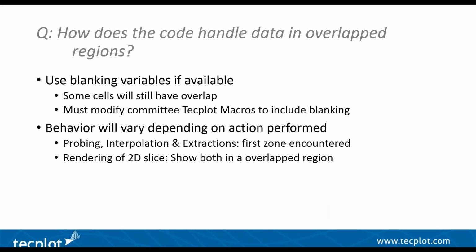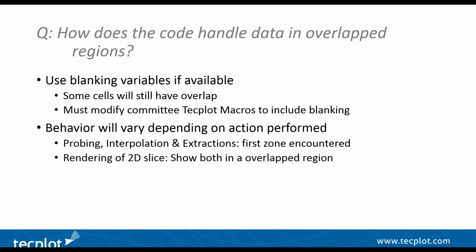Thanks. How does the code handle data in overlapped regions, say from an OVERFLOW data set or something? So in this case, you definitely want to use blanking variables if they're available. Most OVERFLOW solutions will have an iBlank variable where we will turn on blanking. And even with iBlanking on, there'll still be some cell overlap.